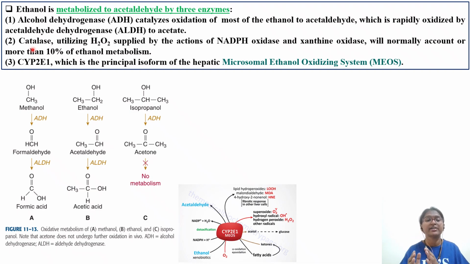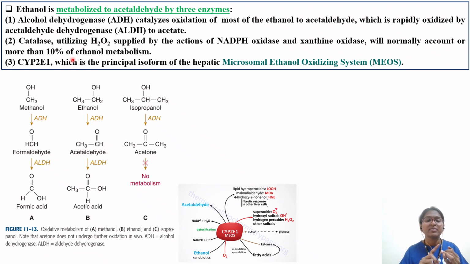Another important enzyme with respect to alcohol, besides alcohol dehydrogenase and acetaldehyde dehydrogenase, is catalase. What it will do is utilize hydrogen peroxide, which is supplied by the action of NADPH oxidase and xanthine oxidase, and will normally account for more than 10% of ethanol metabolism. So some part of the alcohol will get metabolized by this enzyme catalase. You will also come across catalase if you look at alcohol metabolism in rodents; alcohol metabolism in non-rodents will be different. I'll show you one graph. There, catalase is the enzyme involved in alcohol metabolism.